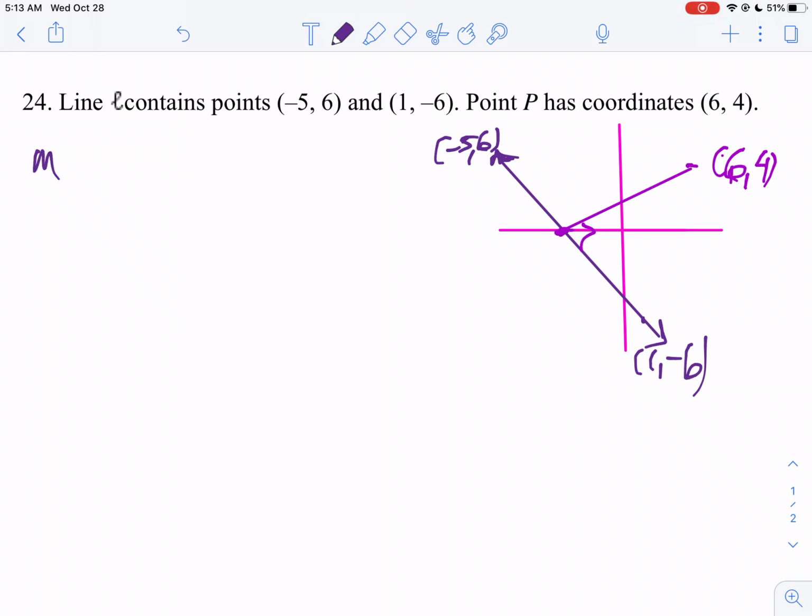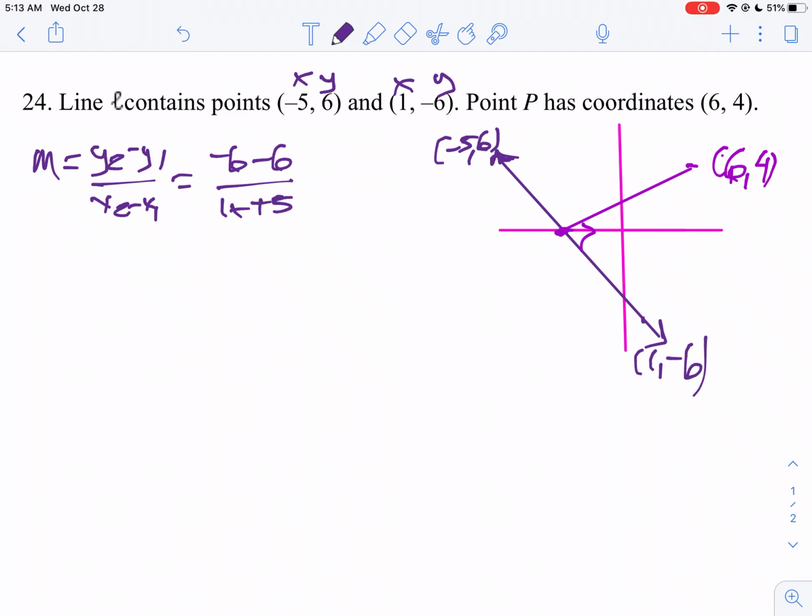Well, remember, slope is y2 minus y1 over x2 minus x1. So we're going to go x, y, x, y. So we're going to say -6 minus 6 all over 1 minus a -5. Well, when we subtract a negative, we end up adding. So you get -12 over 6. So we get a slope of -2.